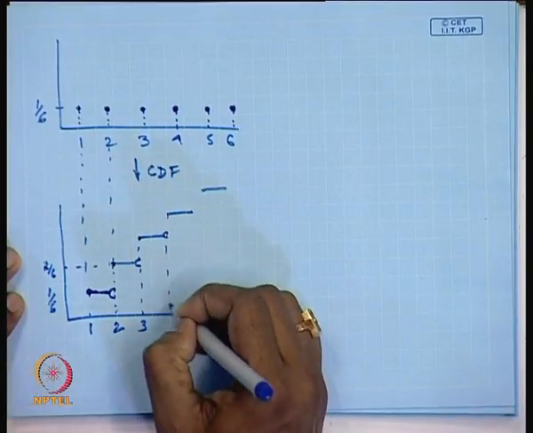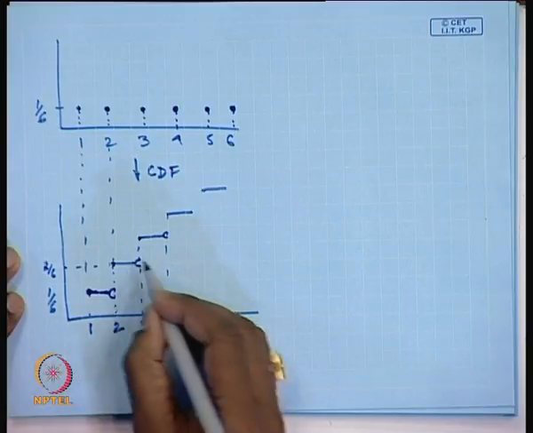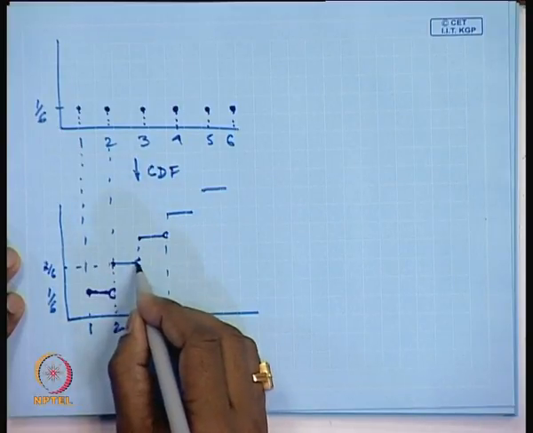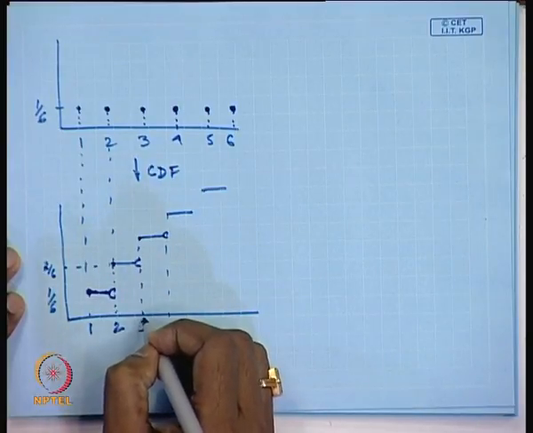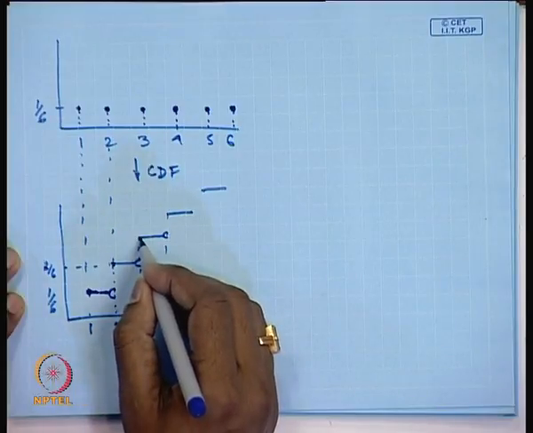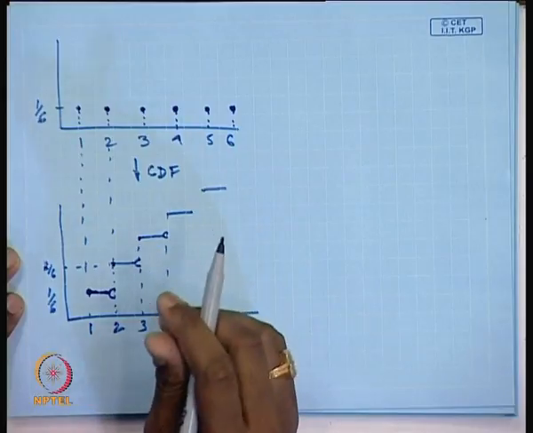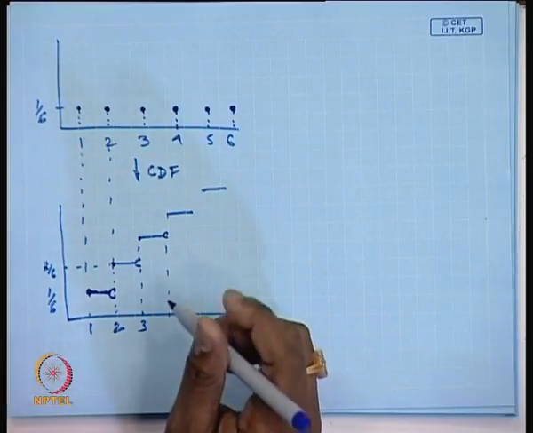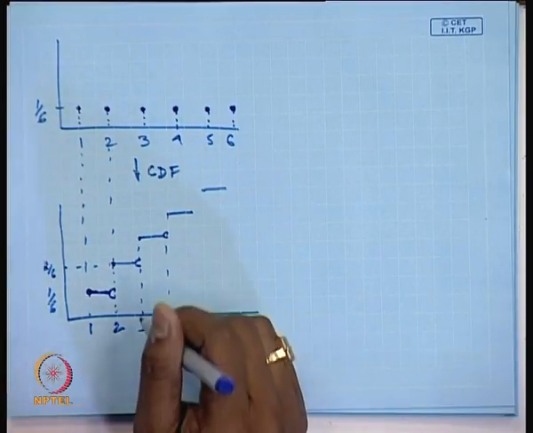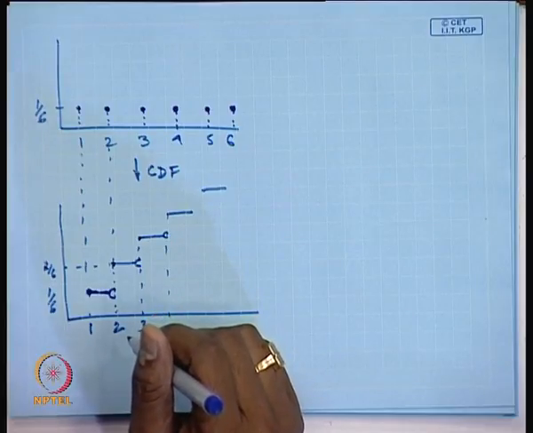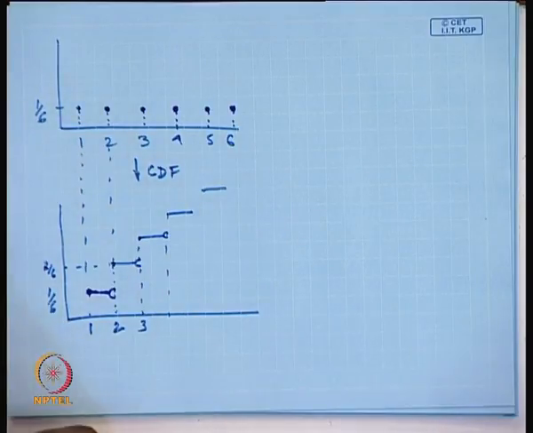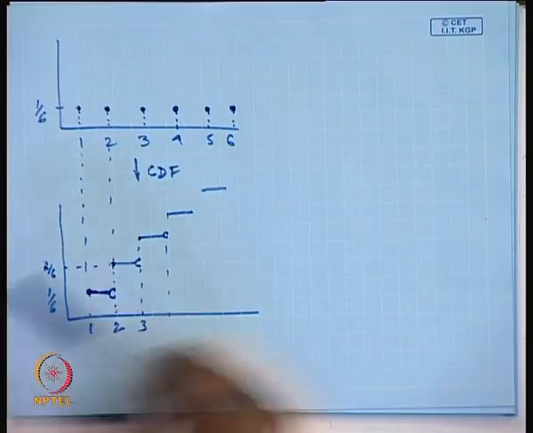So this should be the representation. This is very important: it can go as close as to the next value, but as soon as it touches the next value, there is a sudden jump. This kind of step function that we can see for a discrete random variable is the representation of the cumulative distribution function for a discrete random variable.